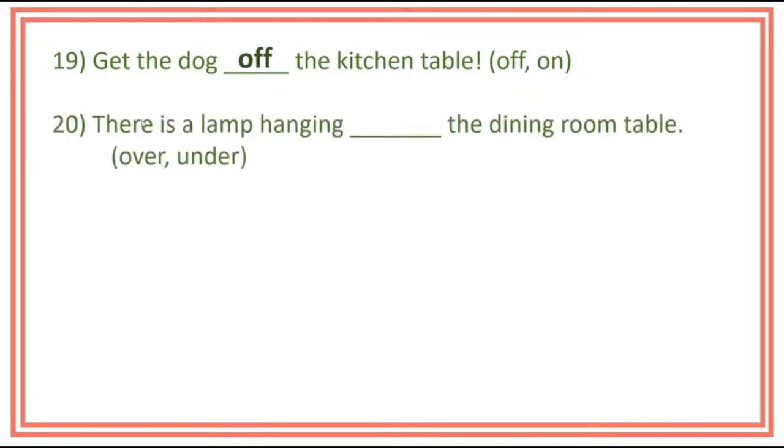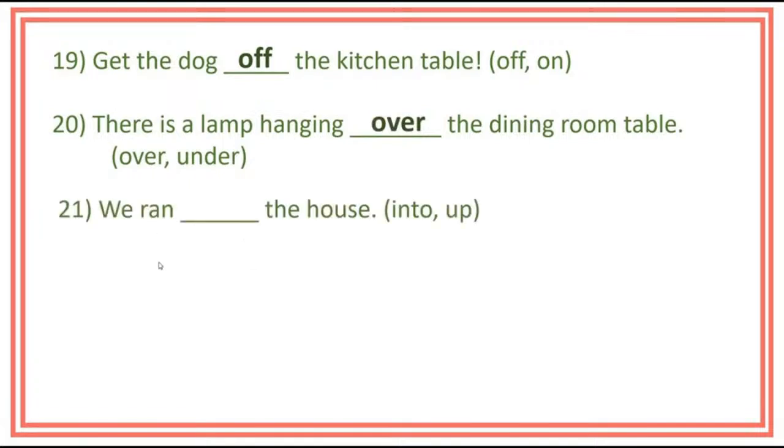Number 20. There is a lamp hanging blank the dining room table. Prepositions inside the bracket are over and under. Answer. There is a lamp hanging over the dining room table.